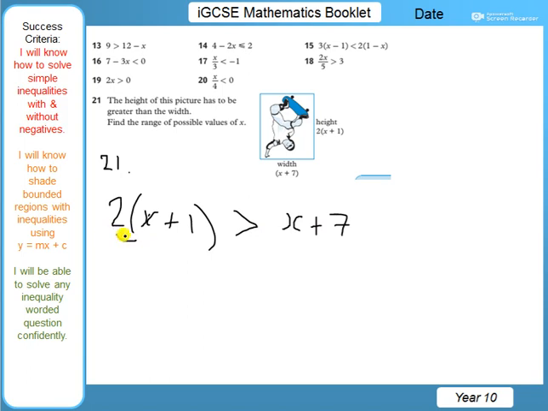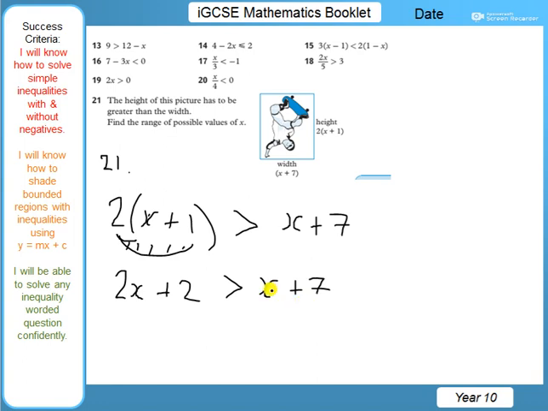The first step is to expand the brackets by using what I like to call the hook. So let's use our hook. 2 times x, well that's 2x. 2 times 1 is 2. Again, there's no need to rush these questions. Just take it one step at a time.